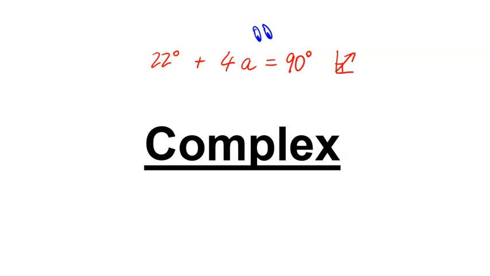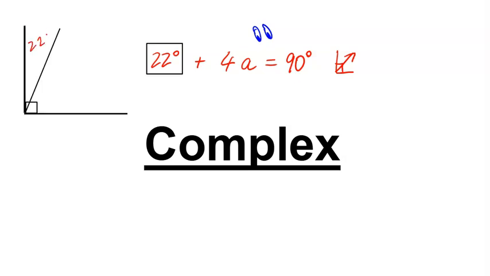In these complex questions, expect to see more than one missing angle. Notice the blue eyes on the screen. They're focused on where there are 4 of the missing angles. Now, if I draw a diagram of what this would look like, one of them would be 22 degrees in size, that would be known. And instead of one missing angle, there'd be 4 of them.